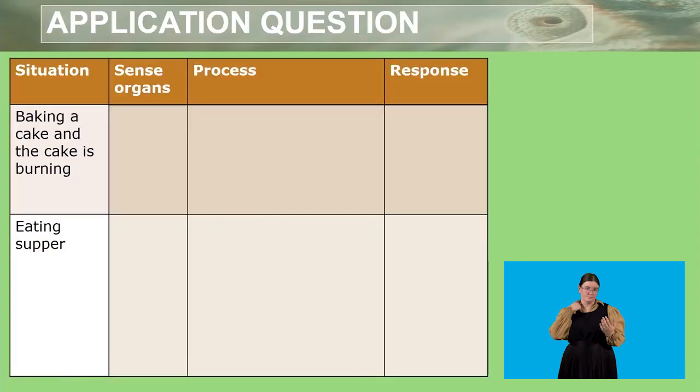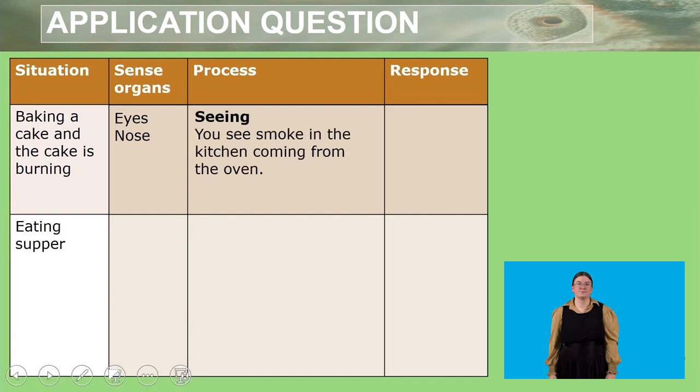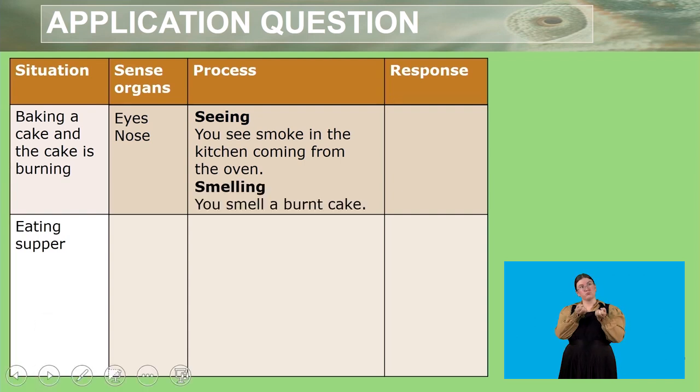Okay, the third situation, you are baking a cake and the cake is burning. So how are you going to know that this cake is burning? The sense organs that are involved here would be the eyes and the nose. Your eyes are involved in the process of seeing. It is possible that you might see some smoke in the kitchen coming from the oven. And 2, your nose will be involved in the process of smelling, where you will be able to smell a burnt cake.